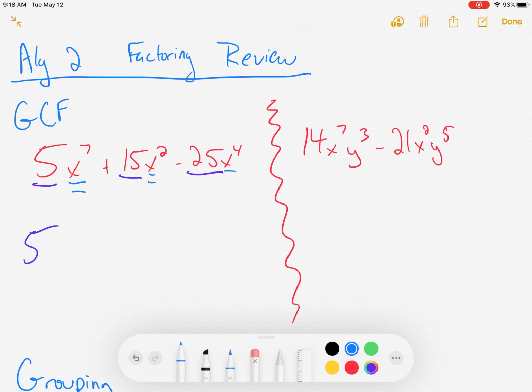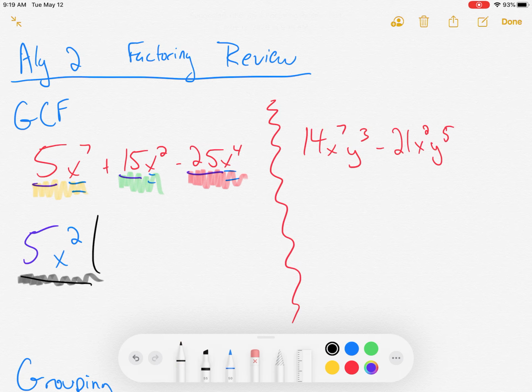Now we're going to look at each letter. X to the 7th, x squared, x to the 4th. Now we ask ourselves, what's the least amount of x's we have? And it should say x squared. And now this is our GCF, and now we're going to divide each term. So we're going to divide, I'll try to color code this. We're going to divide yellow, green, and red. We're going to divide those 3 colors by my GCF, which I underline in black.